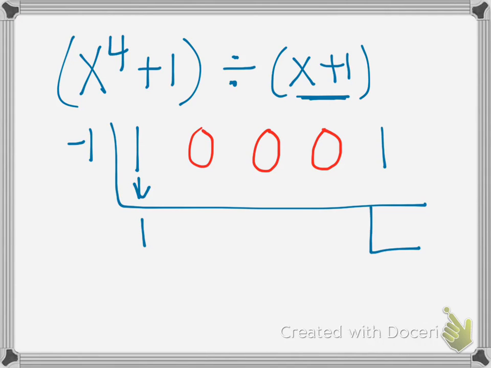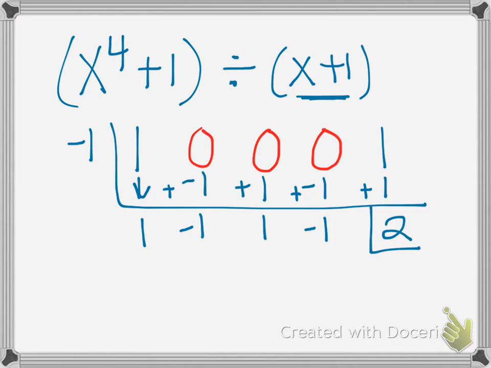Drop down the 1. Negative 1 times 1 is negative 1. When you add, you get negative 1. Negative 1 times negative 1 is 1. Add it down, you get 1. And again, negative 1 times 1 is negative 1. Add it down, you get negative 1. And then negative 1 times negative 1 is positive 1. When you add that down, you get 2.